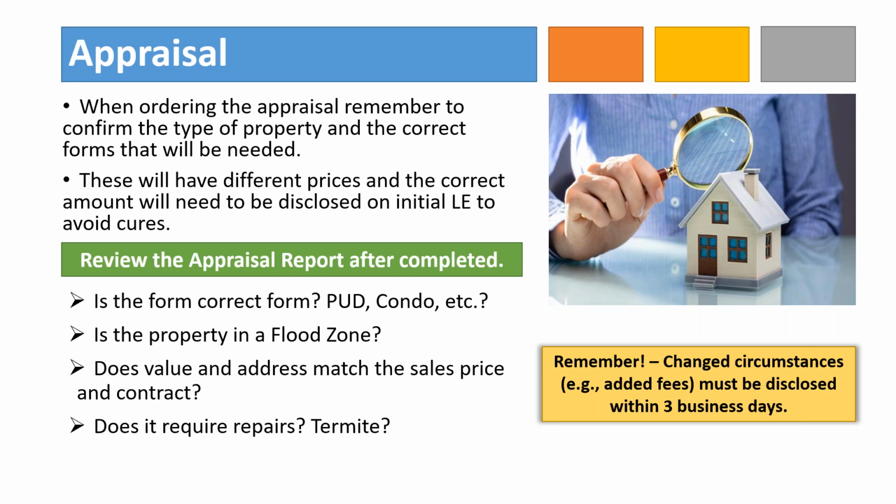Any new requirements and added fees must be disclosed in a COC within 3 business days. For example, if the underwriter has requested a second review, you can always add it, but you must have a valid reason to disclose it. And it must be done within 3 business days. Oh, and one more thing, always look at those pictures. You will not believe the mistakes I have caught just by looking at those pictures.